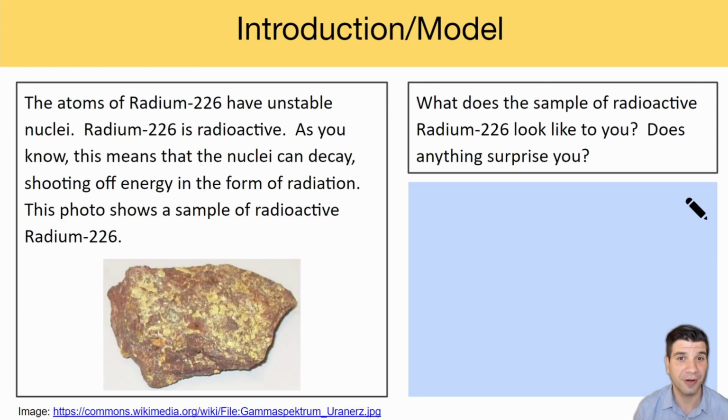So as you probably already know, there are many radioactive minerals and elements out there. Here is an example of radium-226, which has unstable nuclei, which means it's radioactive. So the radiation that comes off of this shoots off in 360 degrees in all directions. And it's really just a form of energy that's being emitted by this.